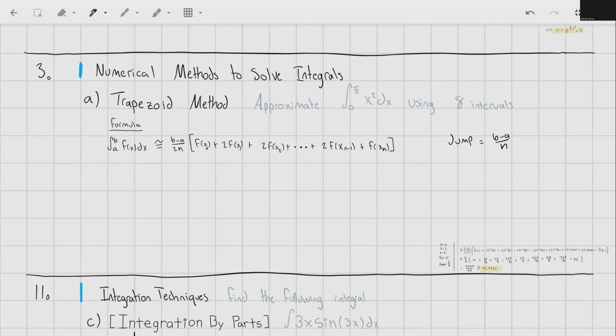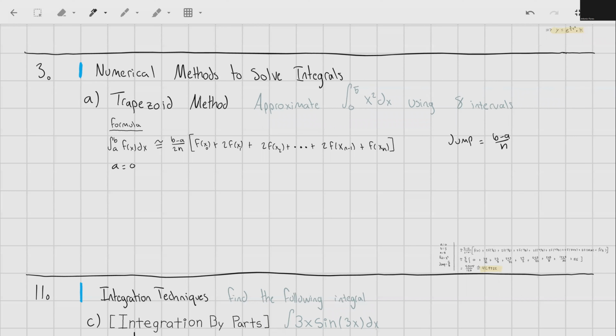This is problem 3a, numerical methods to solve integrals. So we have an integral here from 0 to 5 of x squared with 8 intervals. So we have the formula here, and all we got to do is plug in the values. So first, we plug in what we know.